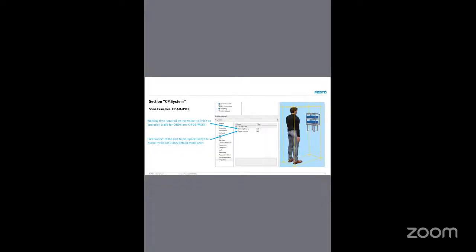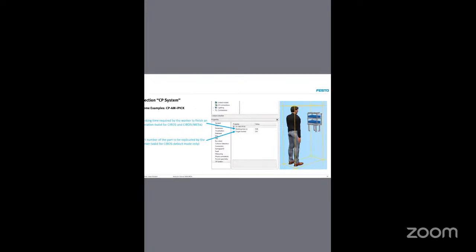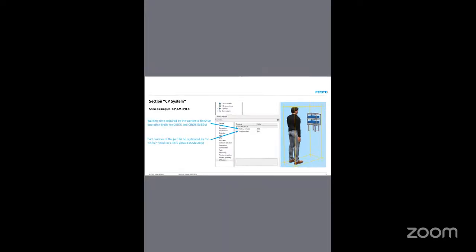Okay, so CPAM IPIC example. Next we will see some different examples. This is the properties of a pick by light station. Here you can configure different parameters such as working time, for example, how much time an operator will take to complete one work: 5 seconds, 10 seconds, 15 seconds. Then part number, so which number the operator should pick? Is it 109, 412, or 513?